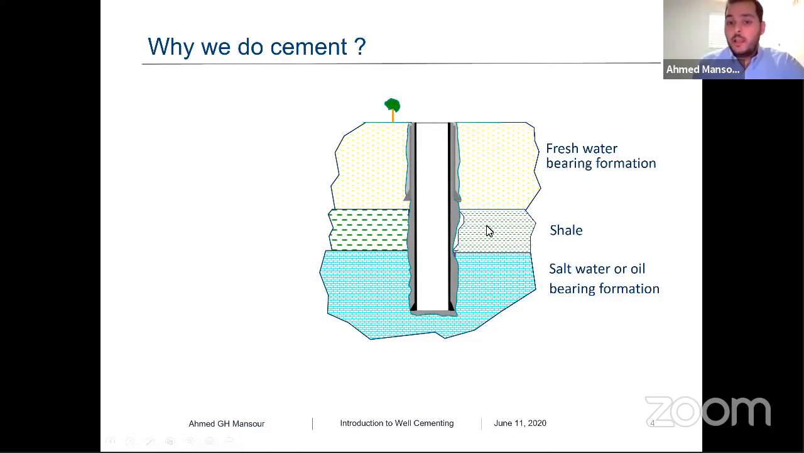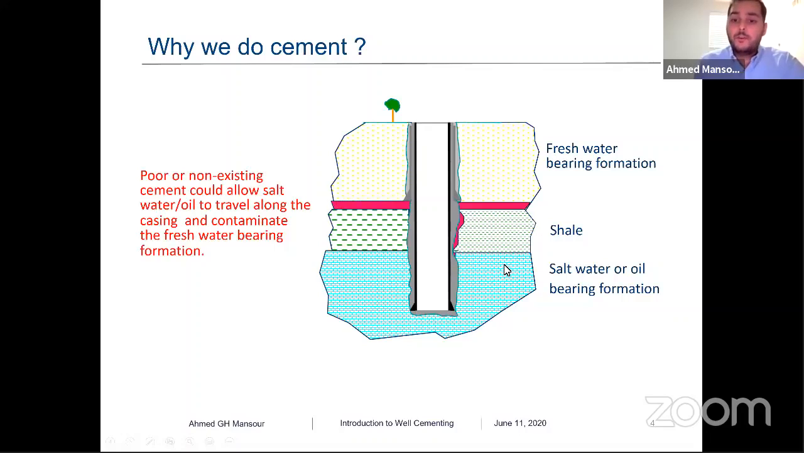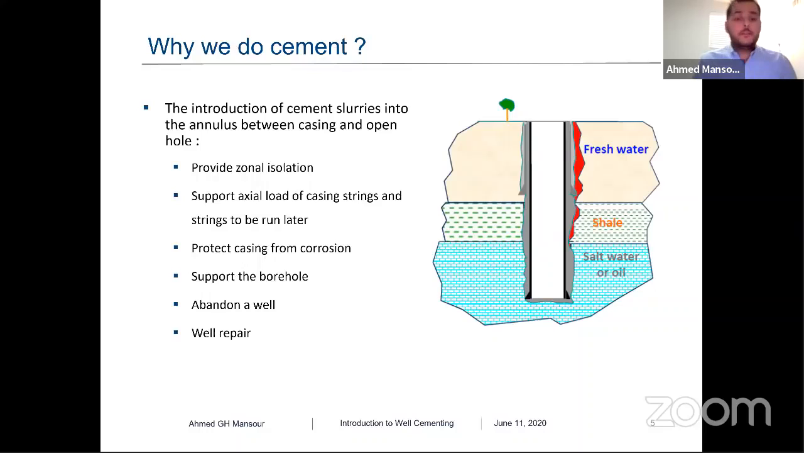we encounter at the shallow depth fresh water. And then we encounter shale formation, and sometimes, or all the time, we encounter the oil zone, and then sometimes salt water or the aquifer. By pumping the cement, we're going to be able to isolate the salt water from contacting the fresh water. As well, we're going to be able to prevent any contamination between the oil zone and the fresh water. So poor or non-existing cement could allow salt water or oil to travel along the casing and contaminate the freshwater bearing formation.